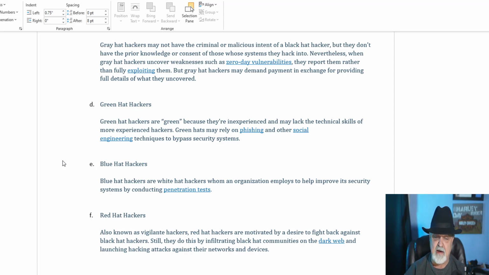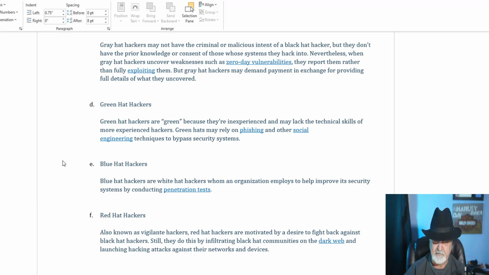A green hat hacker. Green hat hackers are green because they're inexperienced and they may lack the technical skills of more experienced hackers. Green hats may rely on phishing or other social engineering techniques to bypass security systems. We will talk in later lessons about phishing. I'll explain what that is to you. And we'll talk more about social engineering and how we can do that. It still works today, and it's pretty scary.